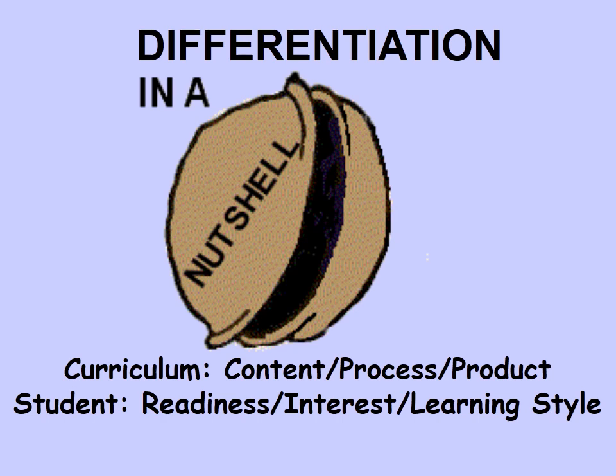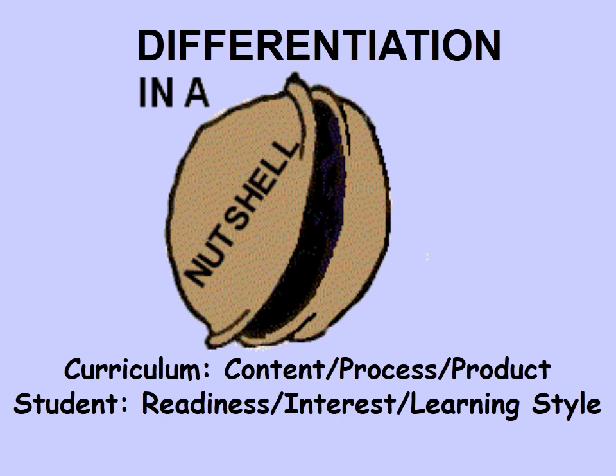Differentiation in a nutshell. What is it? It's curriculum, differentiated according to content, process, and product. It's a student. And how do we differentiate with the student? It's readiness, their interests, as well as their learning style.